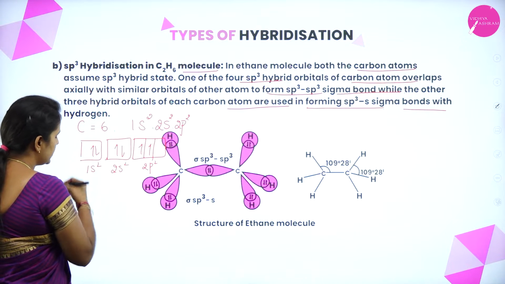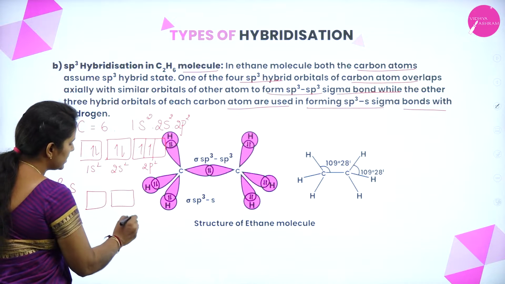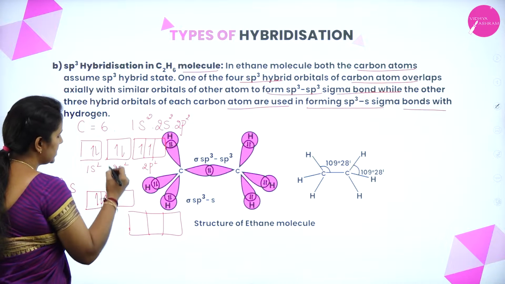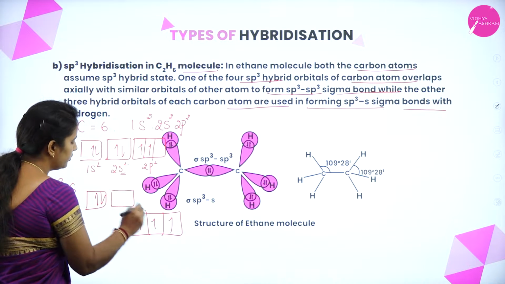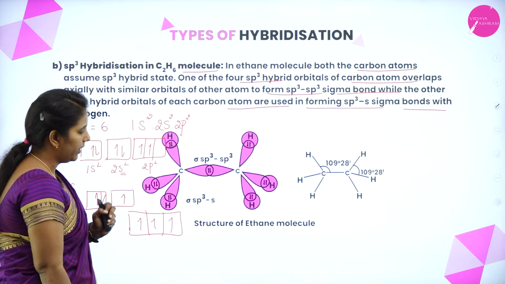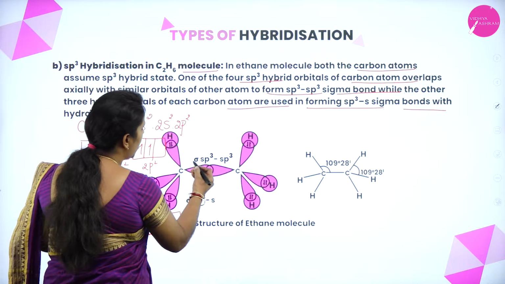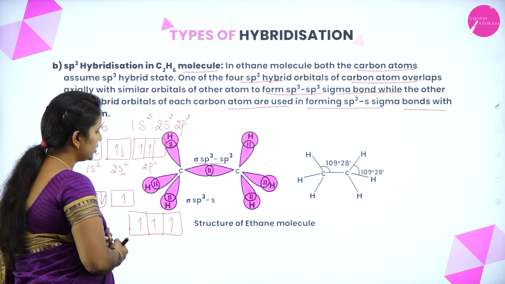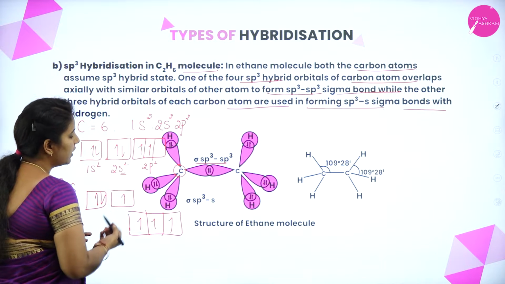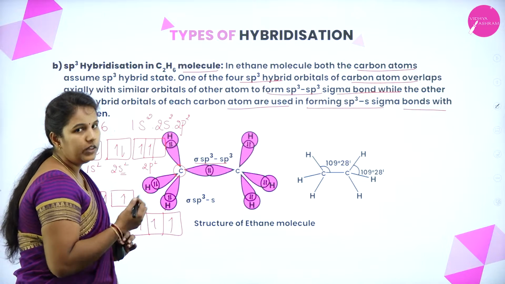Is it right? When it is in the excited state, what will happen? The electron present in the s orbital will be shifted to the p orbitals, forming how many unpaired electrons? 4 electrons are unpaired. So between 2 carbon atoms, when they overlap, it forms a sigma sp3 bond. Similarly, each carbon atom donates 1 electron with a hydrogen atom, forming 3 sigma bonds with hydrogen atoms.